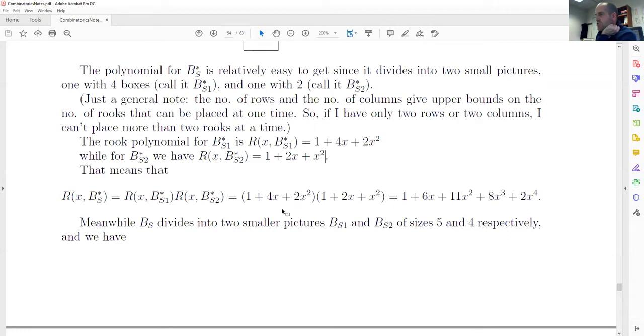Well, okay, so cube. How do I get a cube? I can do 2x squared and 2x, which is 4x cubed, or 4x and x squared, which is another 4x cubed, for a total of 8x cubed. And then finally, 2x squared times x squared is 2x to the 4th, right? So there's your rook polynomial for BS star.